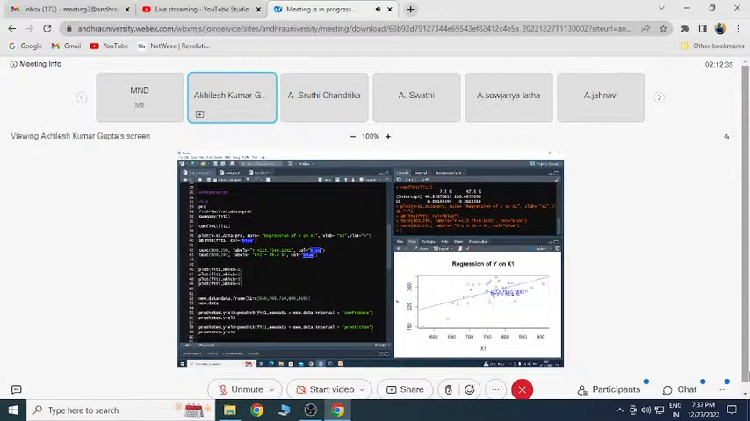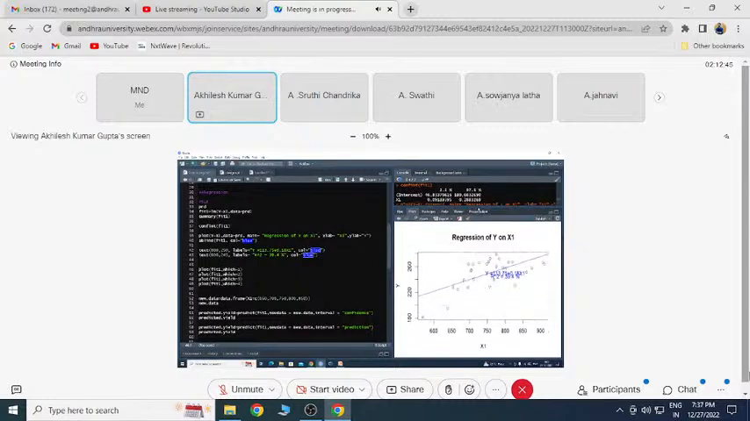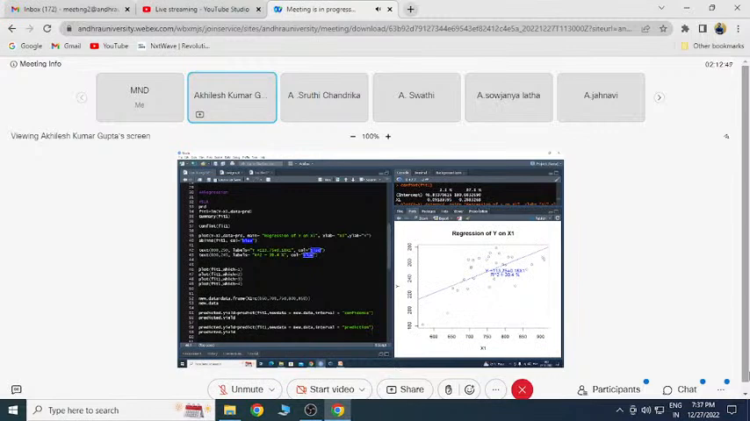You can adjust your coordinates a little bit. I think I have zoomed it, that's why it is looking like that. Now it is okay. Here are my regression equation and my R square value. So I think simple linear regression is done here.